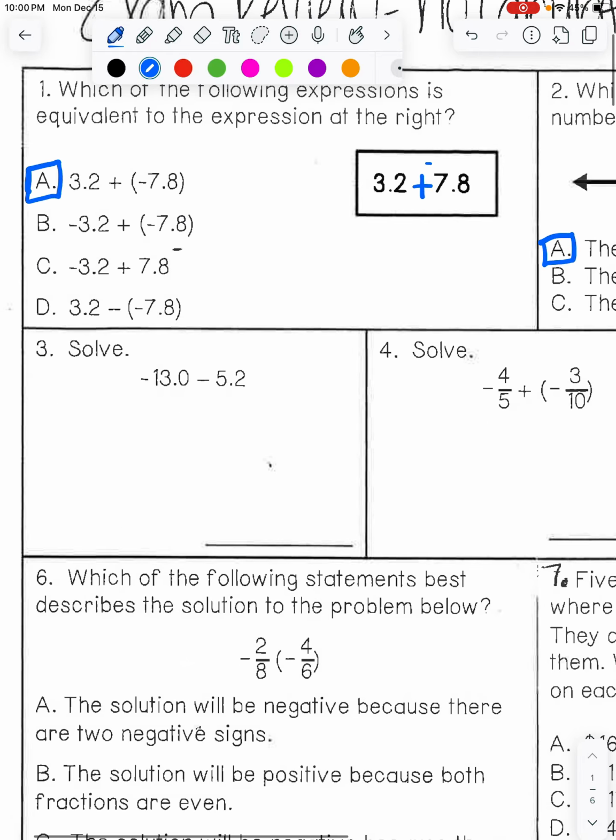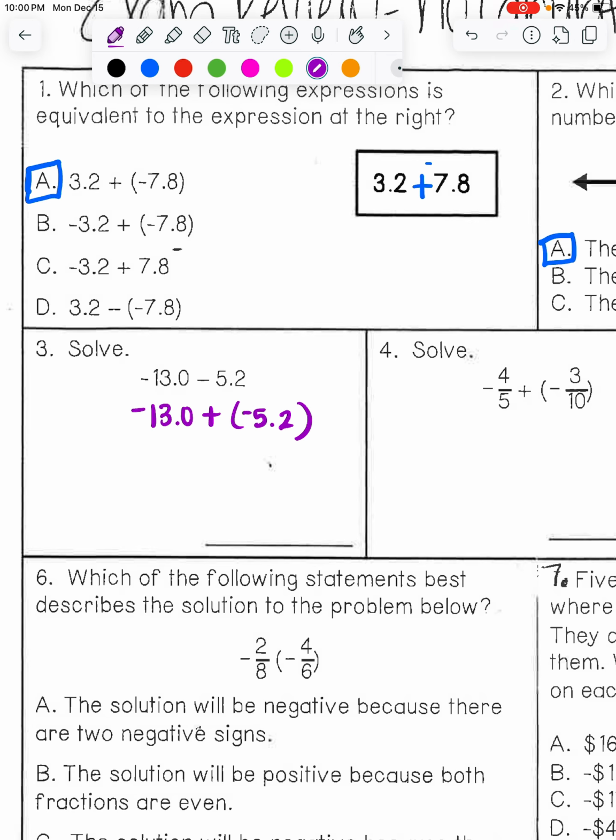Number three, we are solving. So this is one we're actually going to put into practice what we did there on number one. I can rewrite this as negative 13.0 plus a negative 5.2. And the reason why we like to do that is simply to make those rules a little more straightforward.